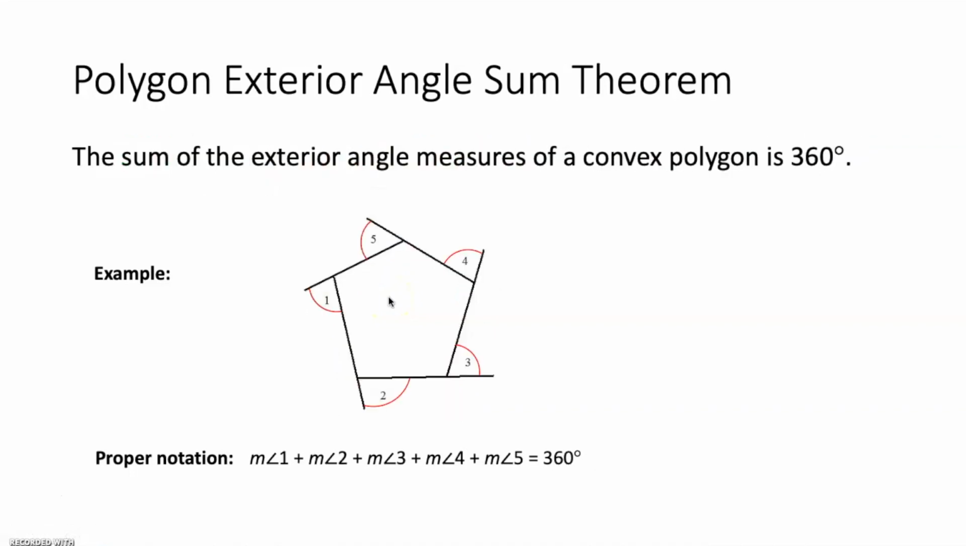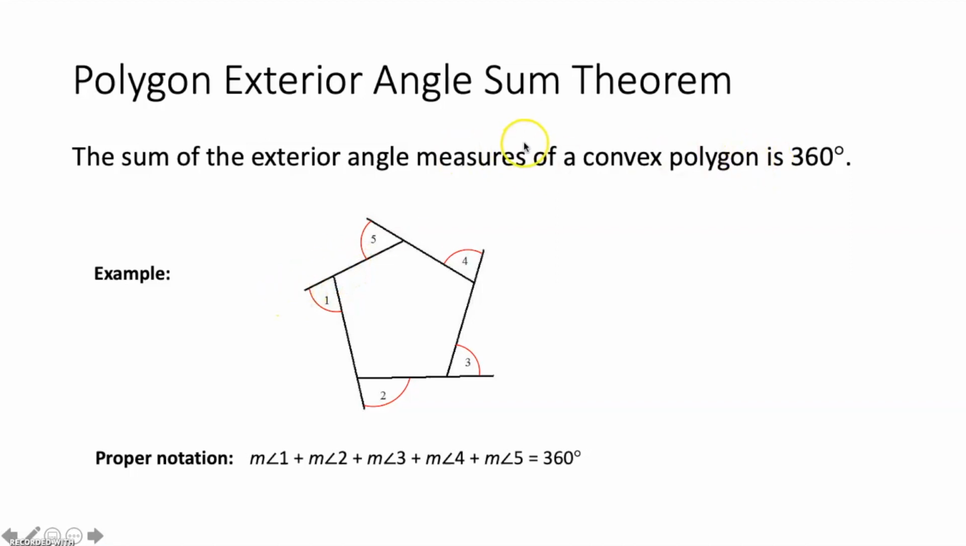Now, the Polygon exterior angle sum theorem says the sum of the exterior angle measures of a convex polygon is 360 degrees. Again, we're dealing with a convex polygon, meaning all the angles are pointed outward. In this case, we're talking about the exterior angle measures. So here, the exterior angles would be angle 1, angle 2, angle 3, angle 4, and angle 5. Those are exterior angles. They're created with one side of the polygon and the extension of an adjacent side.